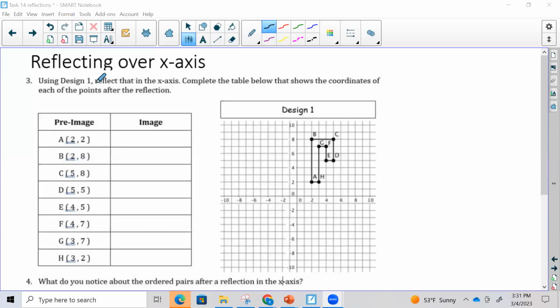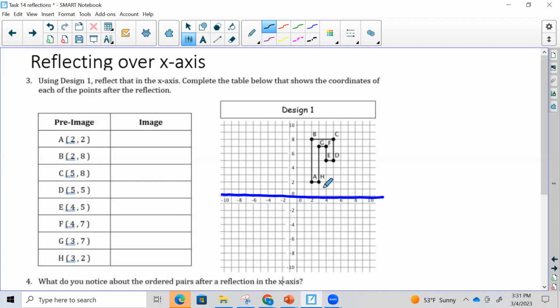Okay, so you are going to do questions 3 and 4. You're going to reflect over the x-axis. Just as a review of how you do it, we want the x-axis, which is this line here. So I'm reflecting over this line.